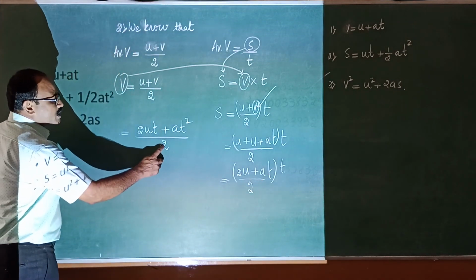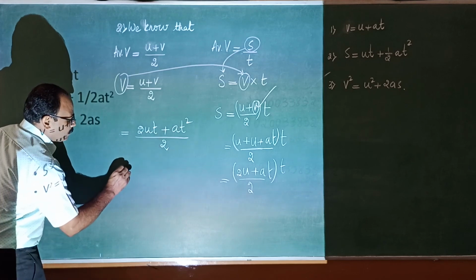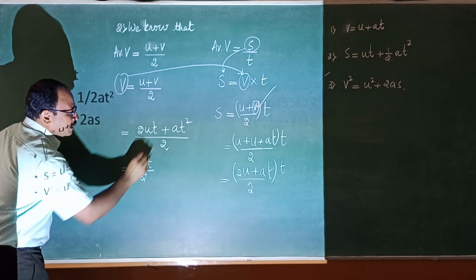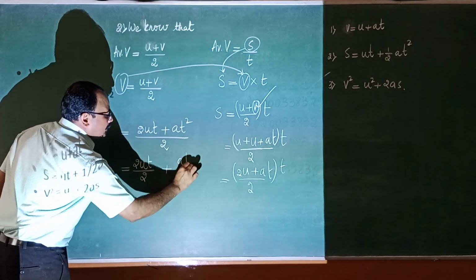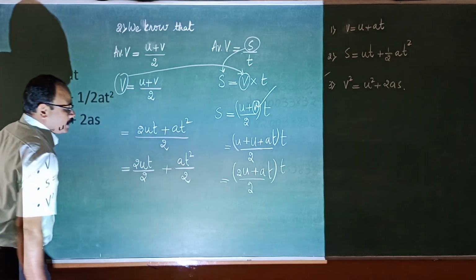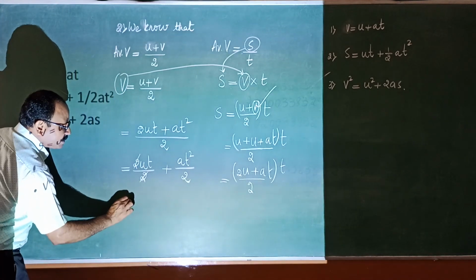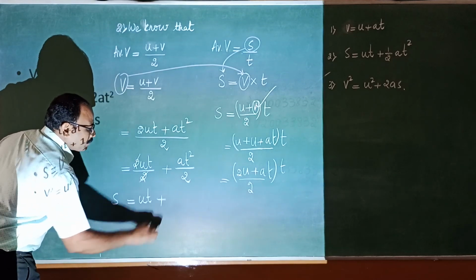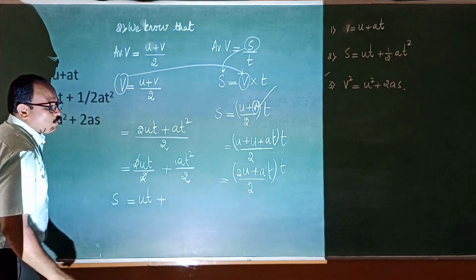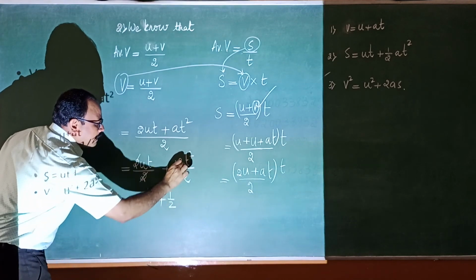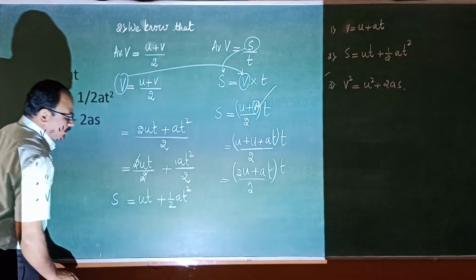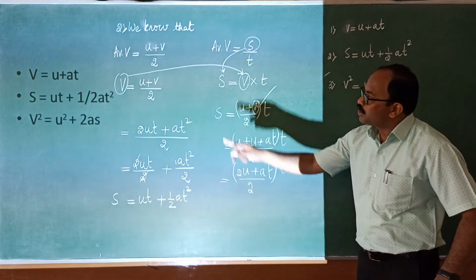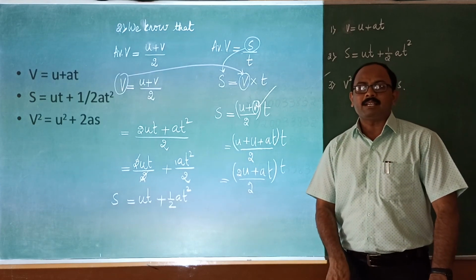Now, this 2 is common for these two. Therefore, the next step becomes 2ut by 2 plus at square by 2. Now, this 2 gets cancelled, children. s is equal to ut plus this is 1 by 2, half a t square. So this is how we get s is equal to ut plus half at square.